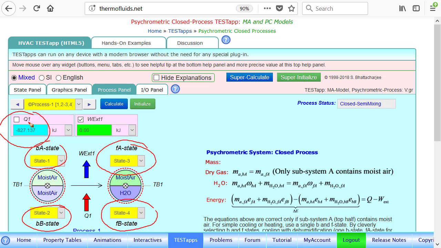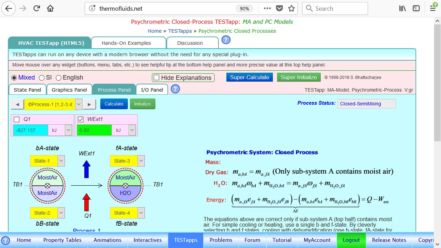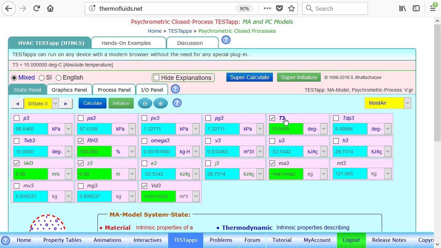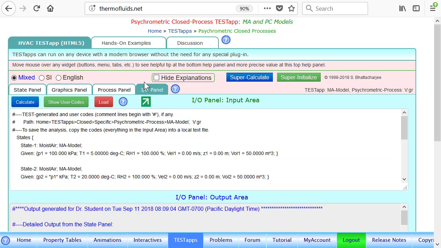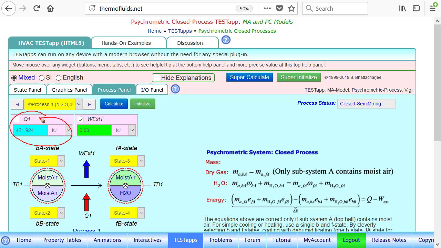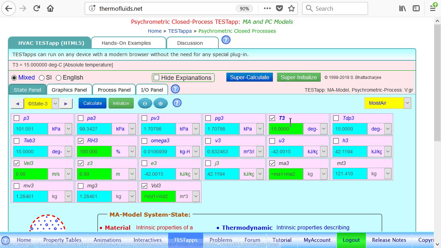So what are we going to do now? We can now go and change the gas temperature to a slightly higher value. Suppose in state 3, instead of 10 degrees, let's say it's 15 degrees Celsius, still between the two limits. If we calculate that and Super Calculate to update everything, we come back to the process panel. Look, now we have to add heat. Q is positive to obtain 15 degrees Celsius. So as you can see, we can just guess and narrow down our choices in between.